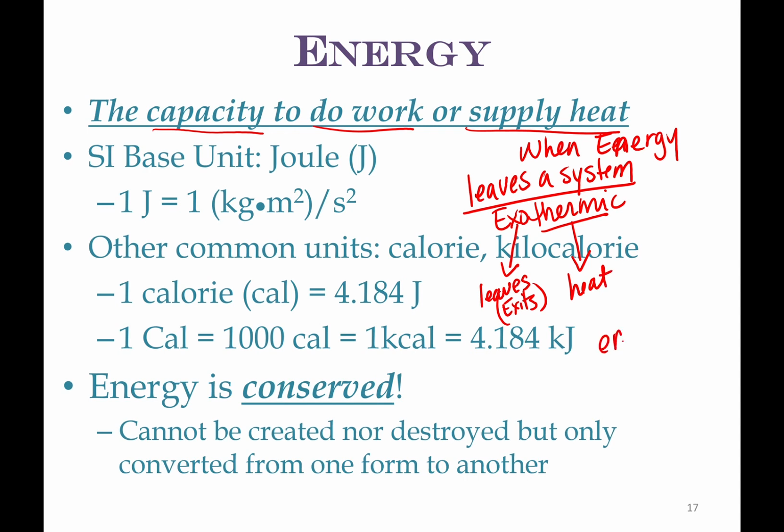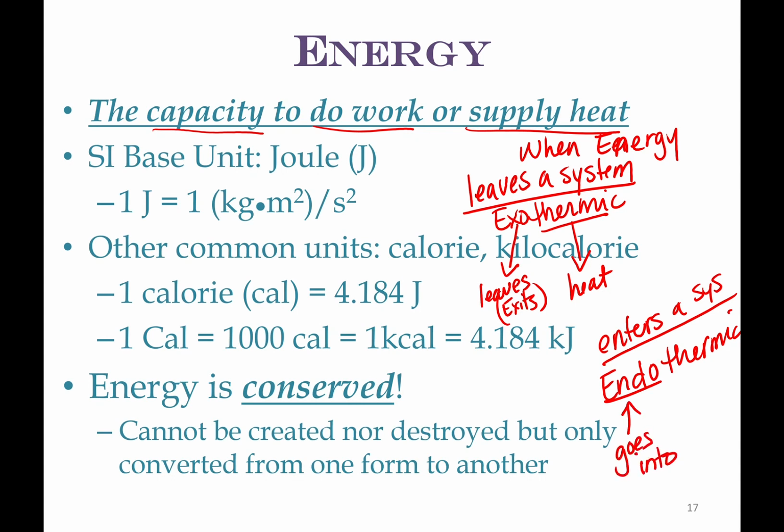If it enters a system, it's endothermic. So endo means goes in, into. So heat comes into the system, because remember, therm means heat. So we can break these words down. So we will talk about energy entering and leaving a system. We're going to talk a little bit about that, but we're not going to focus as much on the calculations form of that, more on the terms of where is it going and what's happening to it.